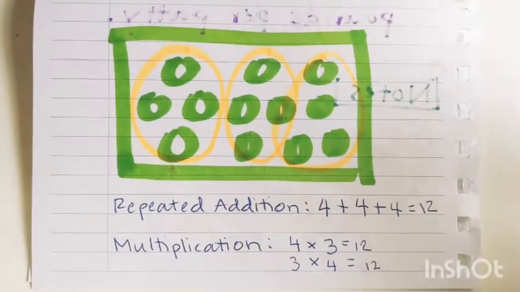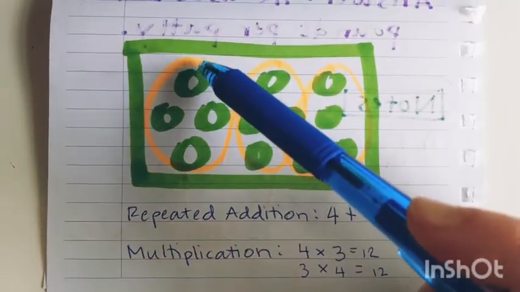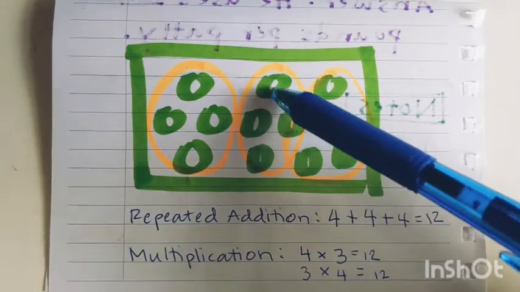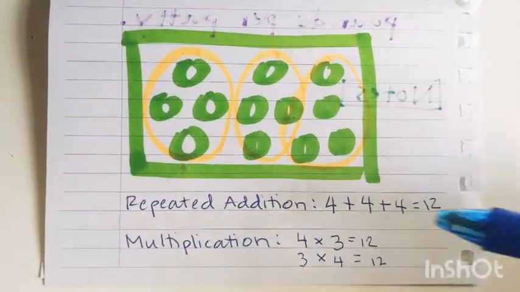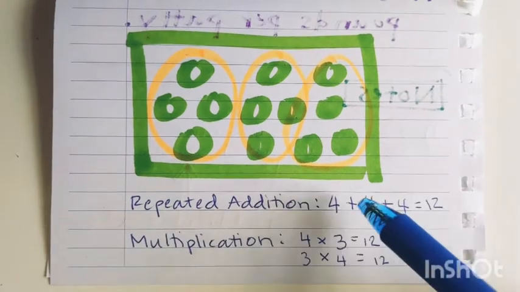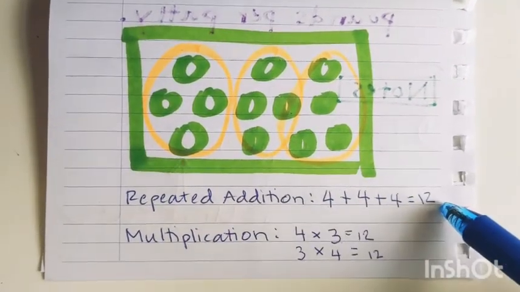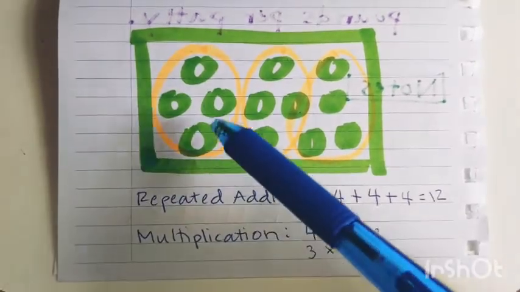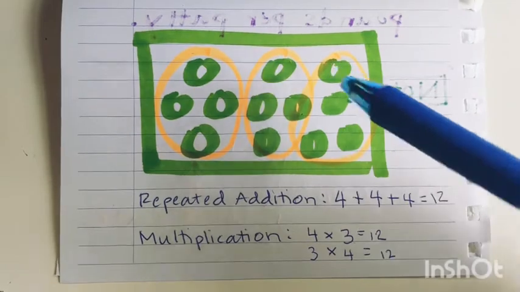When I divided up my picture, I had 12 candies total, and I divided them into 3 groups with 4 in each group. Some different ways that I could represent this is with repeated addition. That's 4 plus 4 plus 4 equals 12. You can see that in the picture.